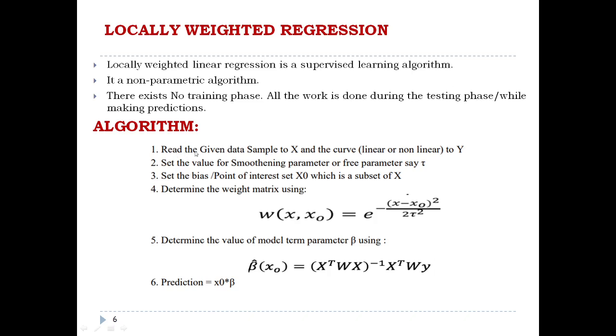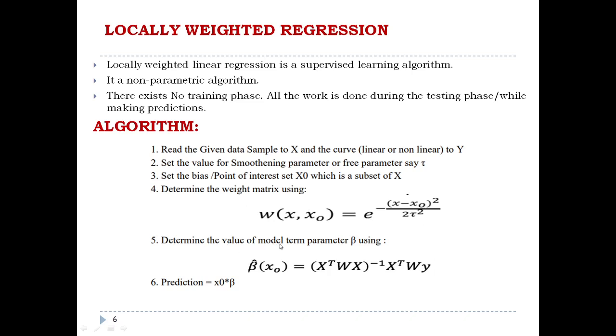First we read the given data sample to x and the curve, linear or non-linear, to y. Set the value for the smoothing parameter or free parameter, say tau. Set the bias or point of interest x0, which is a subset of x. Then determine the weight matrix using a kernel function. By using the kernel function we are going to get the weight for each data point.